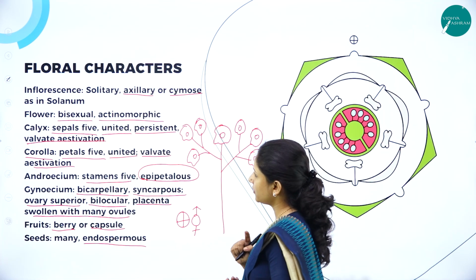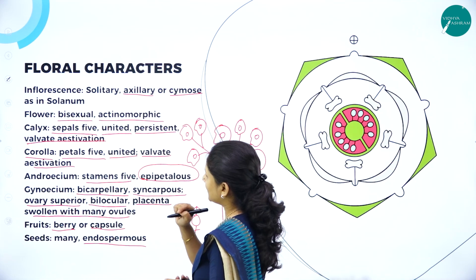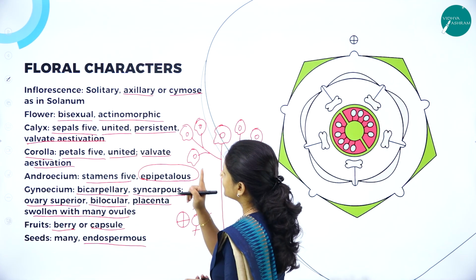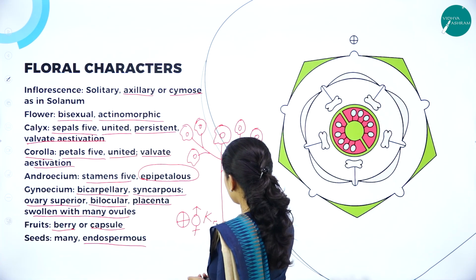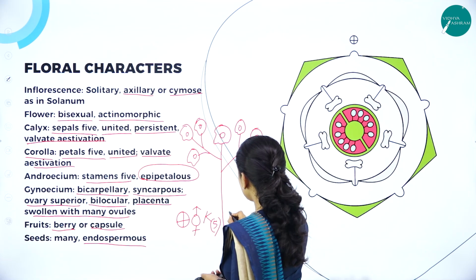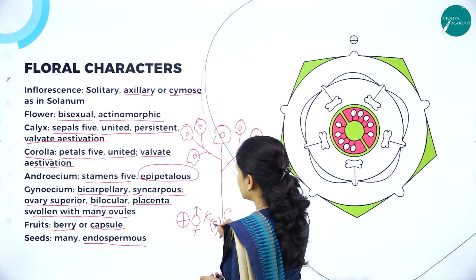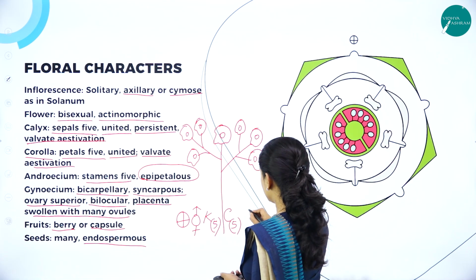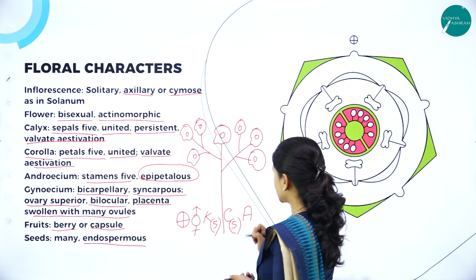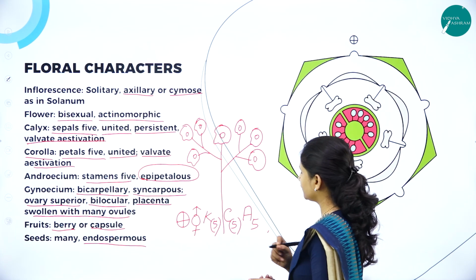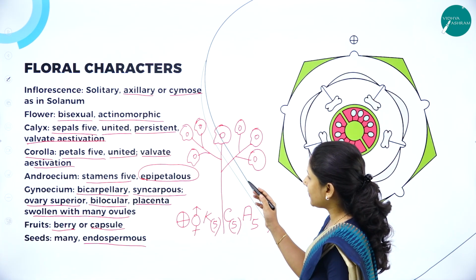So therefore, this is what I will write. It is bisexual. Next, talking about the calyx. So calyx, what is the symbol? It is K, right? Sepals are 5. They are united. Okay. Next is corolla. How many? C. Petals are 5. They are united. Next is androecium. So it is represented by capital A. How many stamens are there? 5 stamens are there. So 5. And it is epipetalous.